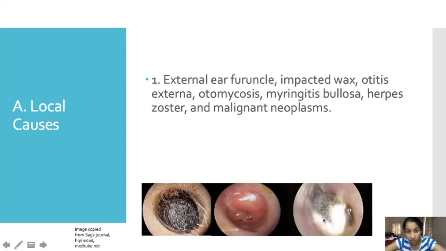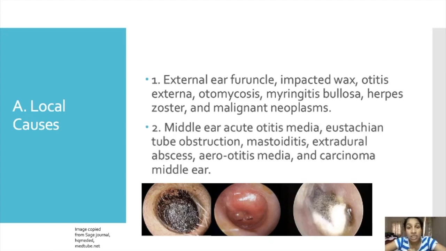This is the picture. This is myringitis bullosa. It is also a condition affecting the ear. There will be a bubble-like thing and a bulging of the tympanic membrane. Herpes zoster, that is herpes infection. Malignant neoplasms, any malignancy affecting the external ear, can cause ear pain or otalgia. Next come the diseases in the middle ear which will cause otalgia or ear pain.